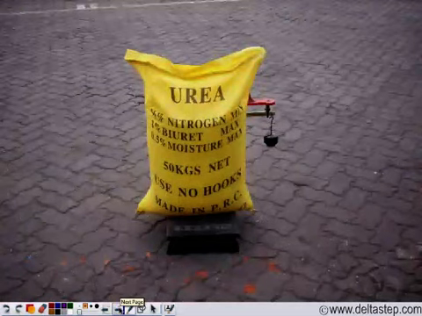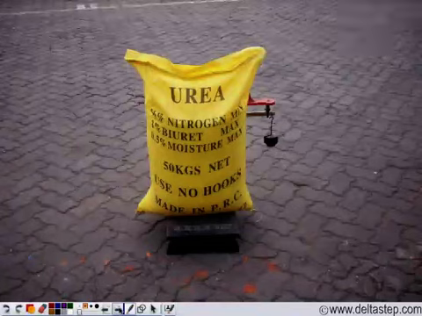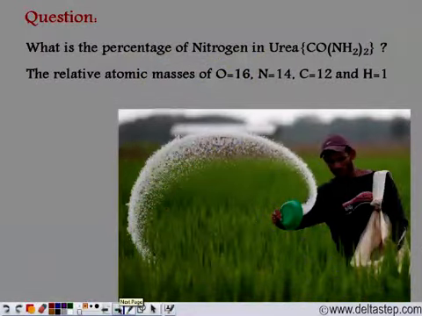Urea is a very important fertilizer for soil. This is also a very important fertilizer for many crops. This is because it has nitrogen, and nitrogen is very good and healthy for plants. So now, what is the percentage composition of nitrogen which is present in this fertilizer, that is urea? The formula of urea is CO(NH2)2. And we are given the relative atomic masses of each of the species. So for oxygen, nitrogen, carbon and hydrogen, we are given the relative atomic masses. So now let's calculate the percentage composition of the entire nitrogen present in this urea.